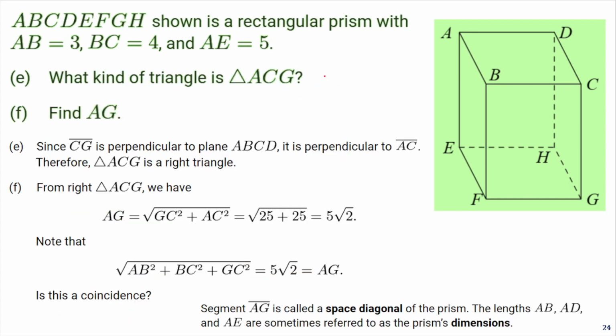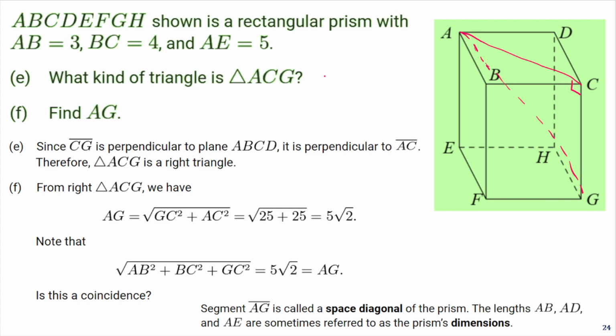Okay, next question. What kind of triangle is triangle ACG? Okay, first let's find triangle ACG by connecting AC and AG. Since CG is perpendicular to the plane ABCD, it's perpendicular to segment AC, right? Therefore, we know triangle ACG must be a right triangle. This is a right angle here.